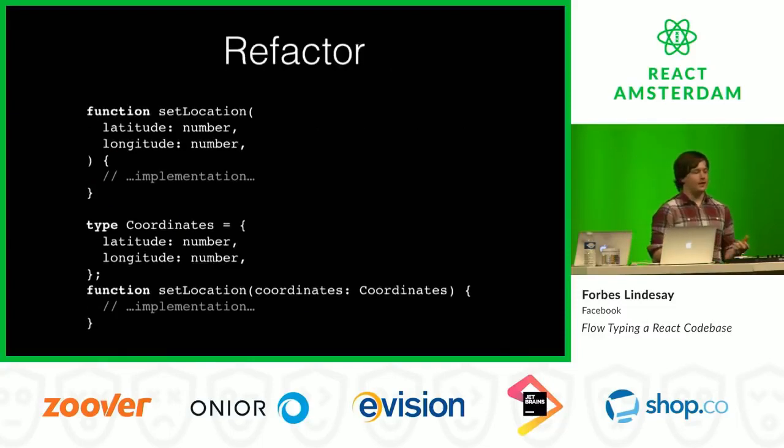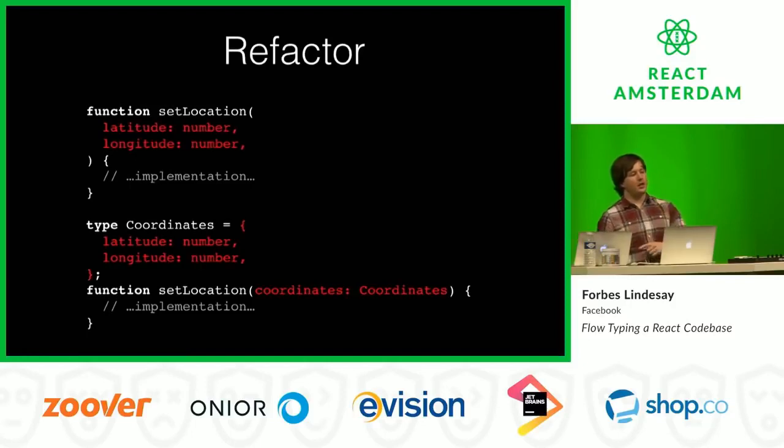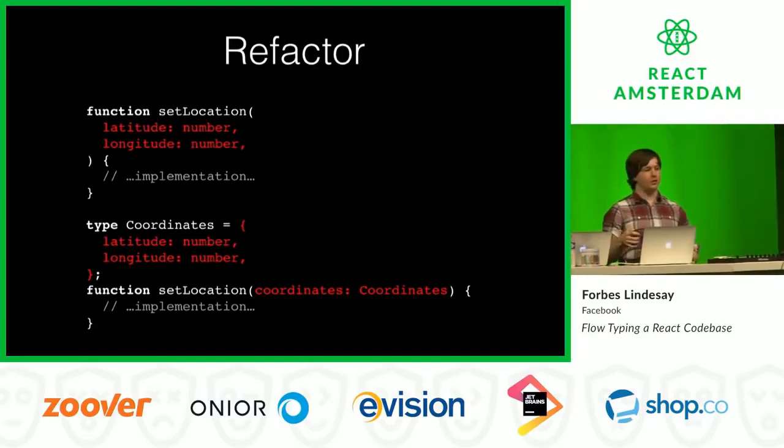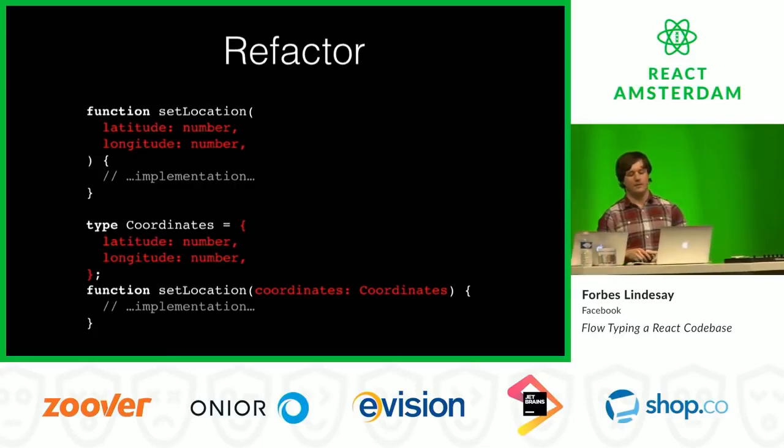I mentioned that it's great for refactoring. So a possible example of this might be if you had a function, say, setLocation, that takes a latitude and a longitude, two numbers, as two separate parameters, and you wanted to change that to say, actually, we'll take a single object that has a latitude property and a longitude property. That refactor can be really hard to do safely in a very large code base, but Flow can identify that the type of the object coordinates does not match the two separate number arguments. So it will identify any of the call sites of this function that haven't been converted to your new post-refactor methodology.